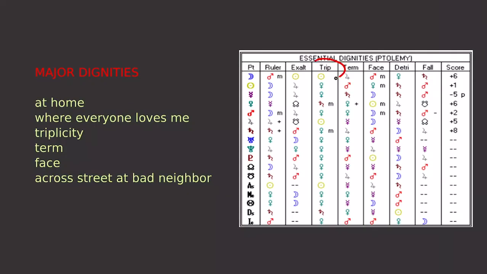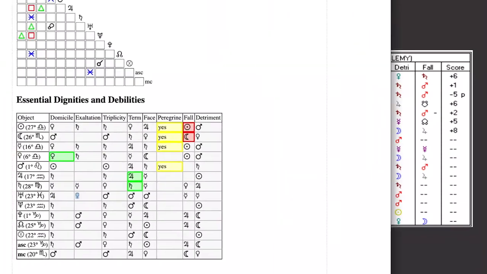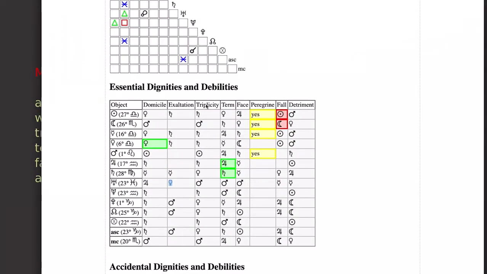But for now, the triplicity, just remember that it's going to be less of a score as far as, you know, where you go and things like that. So you can see that over here as well, that we have the triplicity column. And right here, we don't have any greens, so we don't have anyone in their own triplicity.